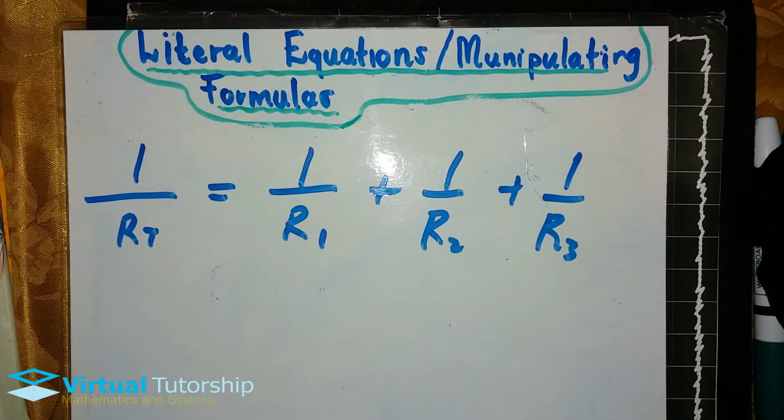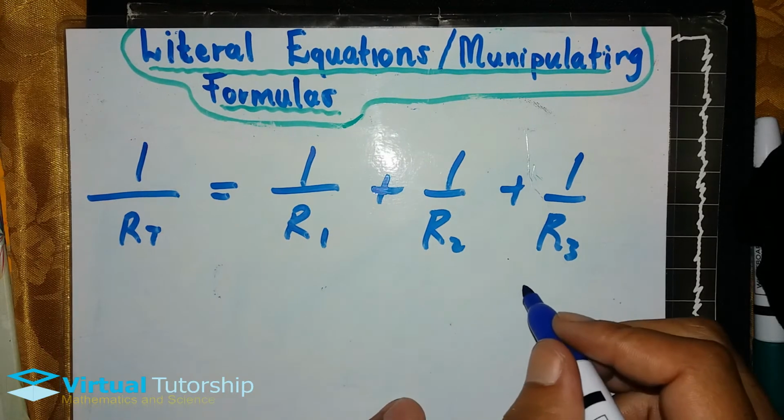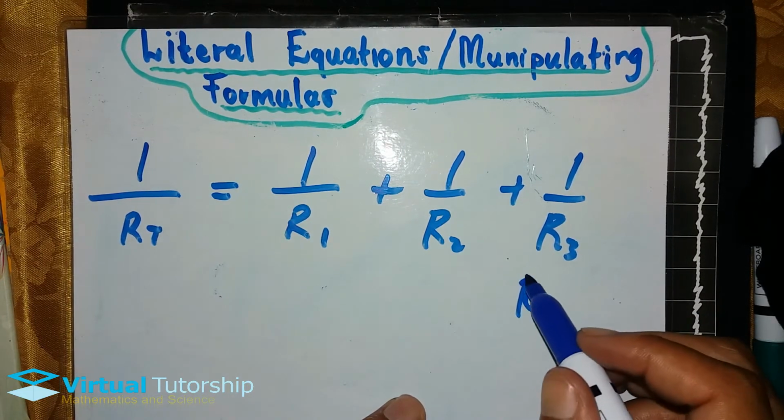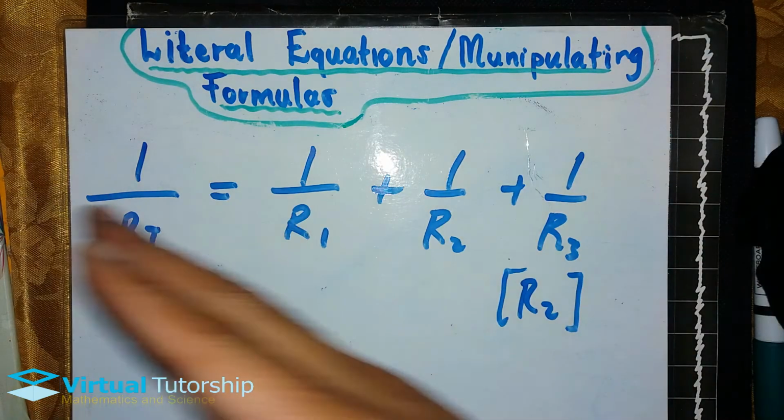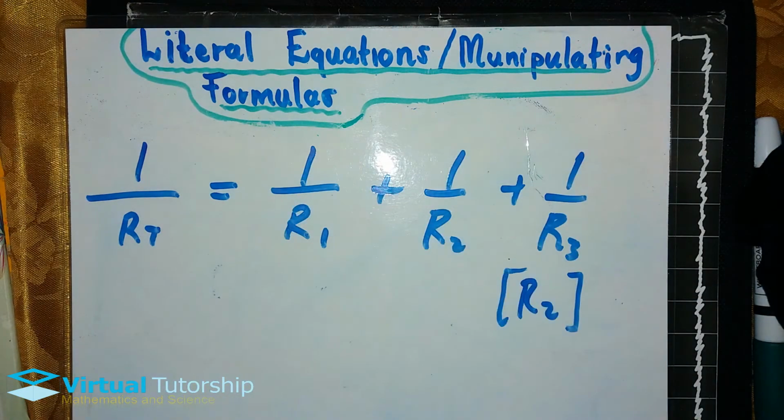This is an equation we find in physics for a parallel circuit. Now add the resistances there. So let's say maybe they say make R2 the subject of the formula. Make R2 the subject of the formula. Manipulating formulas becomes useful, especially if you deal with problems in circuits.